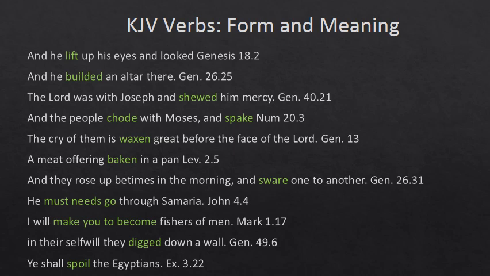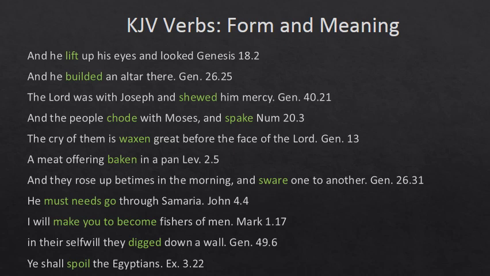"And they rose up betimes in the morning and swear one to another." The vowel has changed. There's this very common form that actually survived in England and in America for a while. "He must needs go through Samaria." That is a past with modal. The modal is the need part. So there was a requirement in the past. How would we say that today?